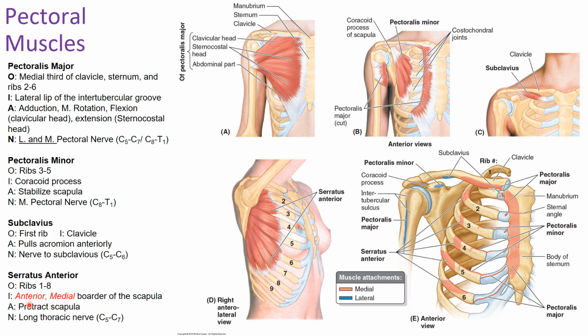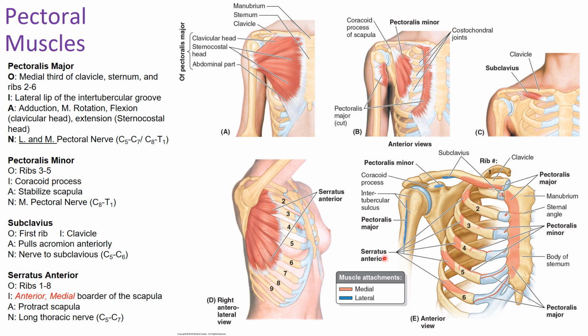What does that mean, to be inserting into the anterior medial border of the scapula? Well, this is the anterior border of the scapula here. So if you're looking from an anterior-posterior view, the anterior region of the scapula is the first thing you're going to see. Now, where is the medial border of the scapula? Well, the medial border of the scapula is right here. So that means that the serratus anterior is coming from the ribs, wrapping around and inserting right here into the medial anterior border of the scapula.